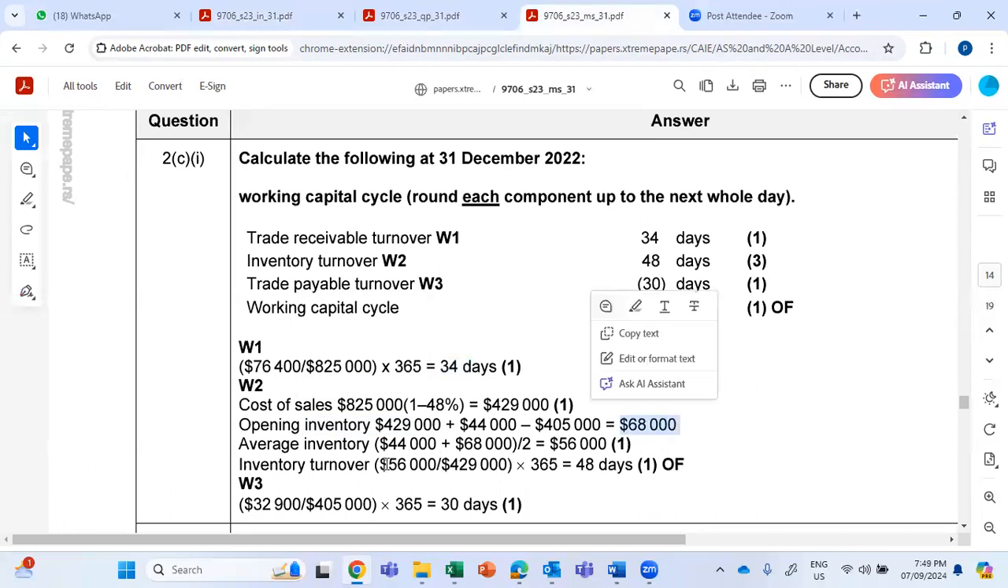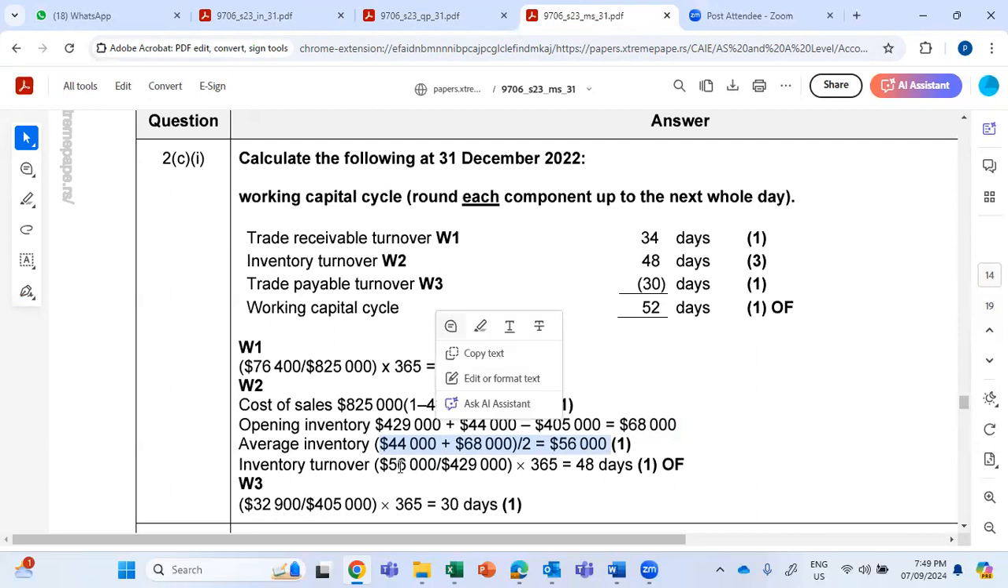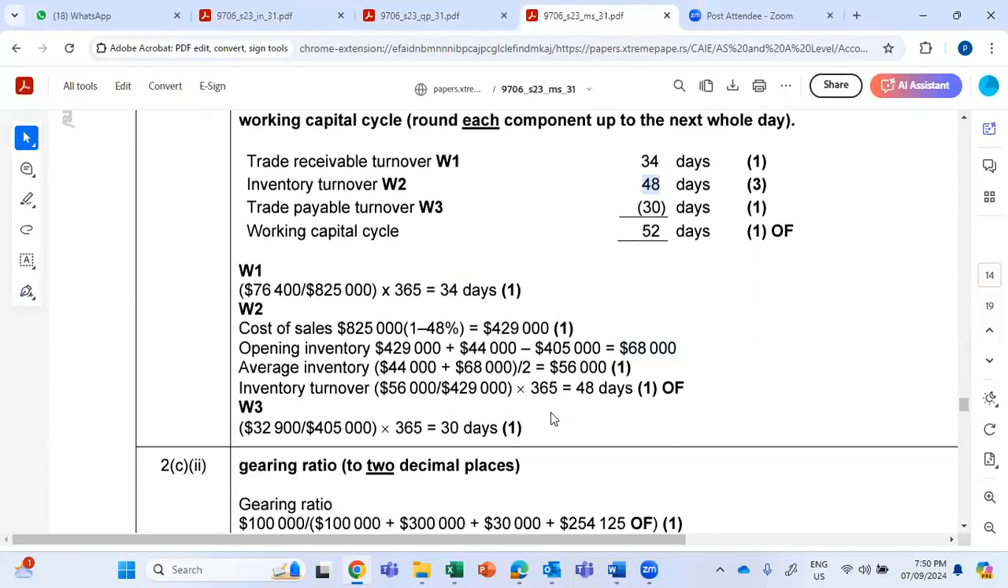The average inventory, as you learn in AS, is the ending inventory plus opening inventory over 2. So 56,000. Putting it into the formula, average inventory over cost of sales times 365 will give us, after rounding up, 48 days. And then the trade payable turnover is trade payable over credit purchase times 365. After rounding up, we get 30 days. So the working capital cycle is 52 days.